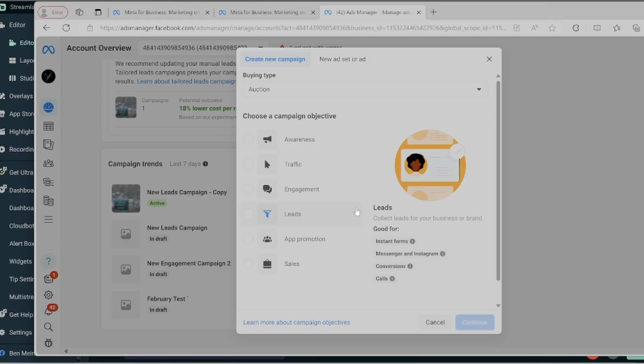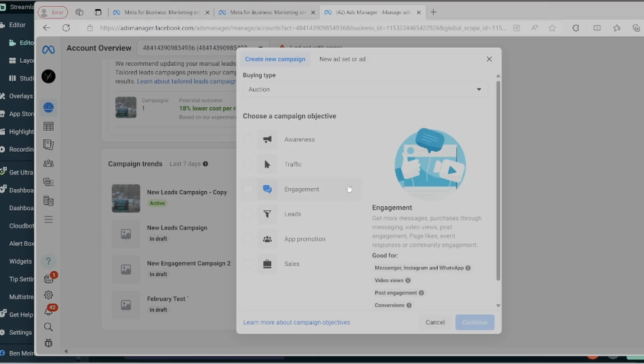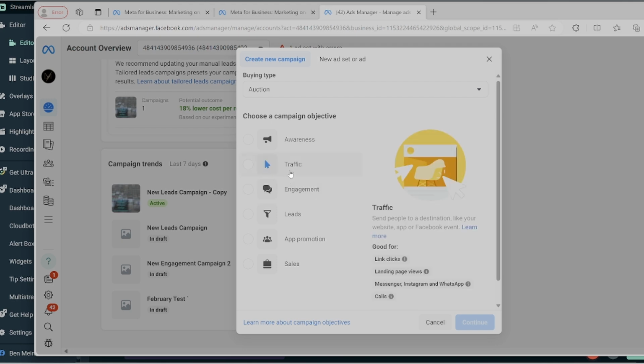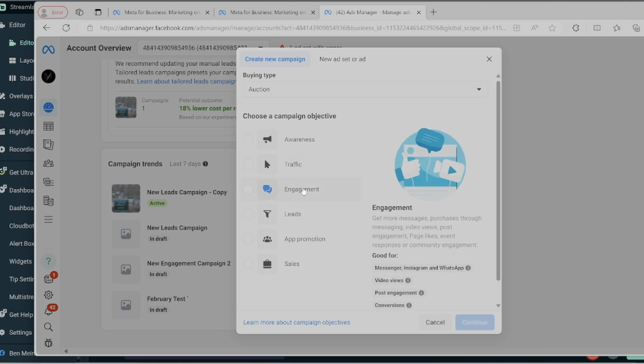Okay, so the first campaign type that we're going over is our engagement campaign. So this is going to be a messenger campaign. So when a potential buyer clicks on your ad, they're going to get a message from you that says something like, "Hey Ben, if you're interested in a free roofing quote, please leave your phone number and address and we will get back to you soon."